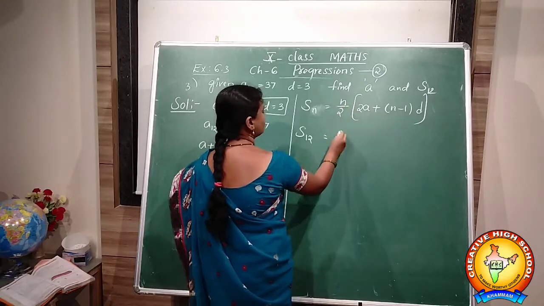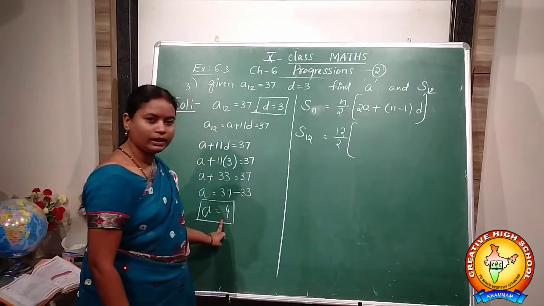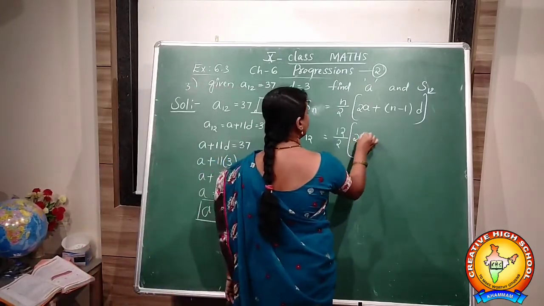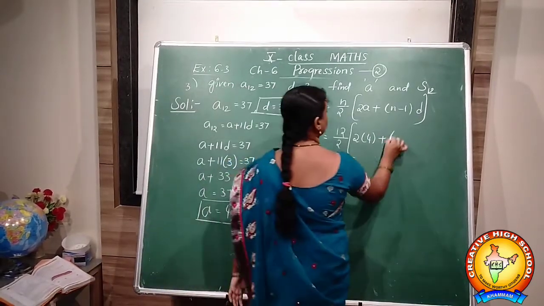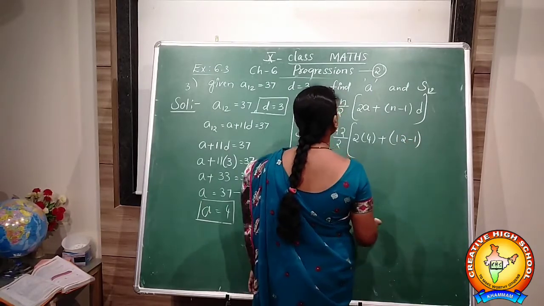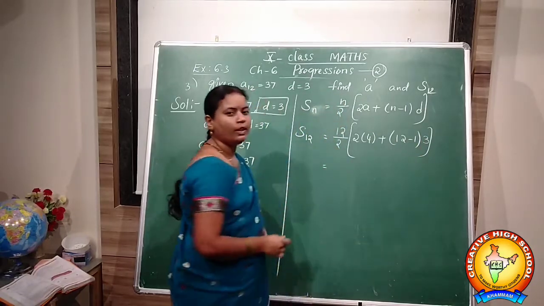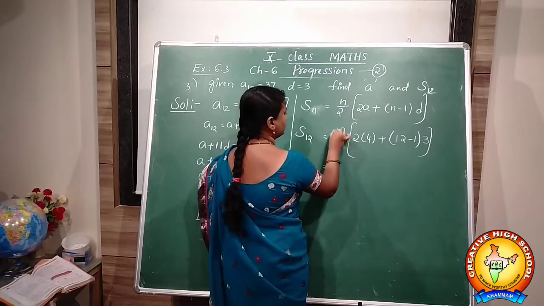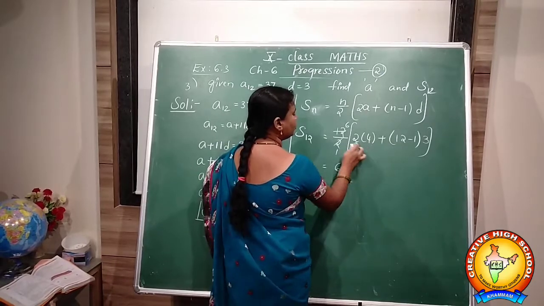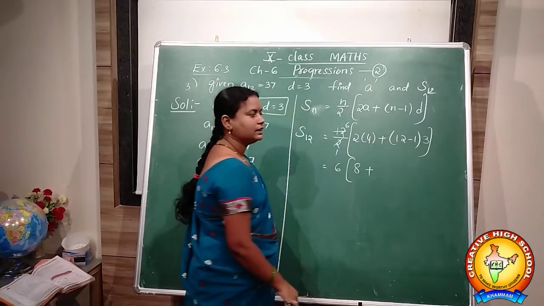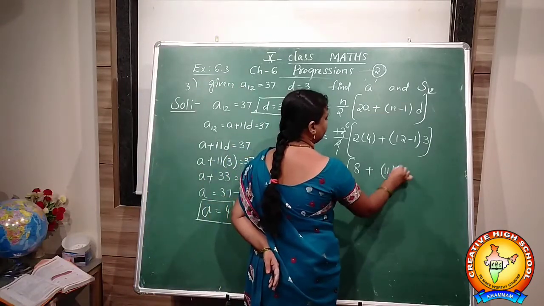So here I am substituting the n value, taking it as 12 by 2 into (2a, the a value we already found here, that is 2 into 4 plus (n value is 12, 12 minus 1) into the d value, 3). 12 by 2, it will become 6. You can cancel that 12 with 2, it will become 6. 6 into (2 fours are 8 plus 12 minus 1. 12 minus 1, it will become 11) into 3.